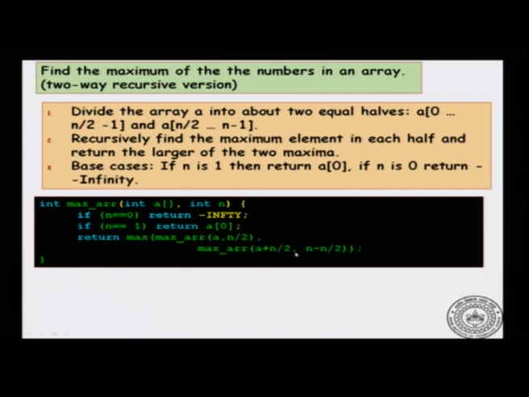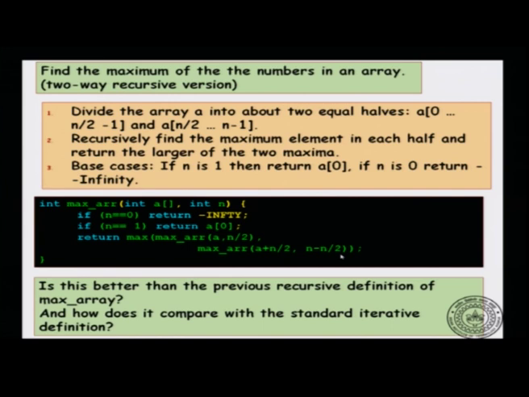And how many elements does the right half contain? N upon 2 elements went to the left. Therefore, what we are left with is n minus n upon 2. Notice how we call the left half starting from A and containing n upon 2 elements, and the right half starting from A plus n upon 2 and containing n minus n upon 2 elements.